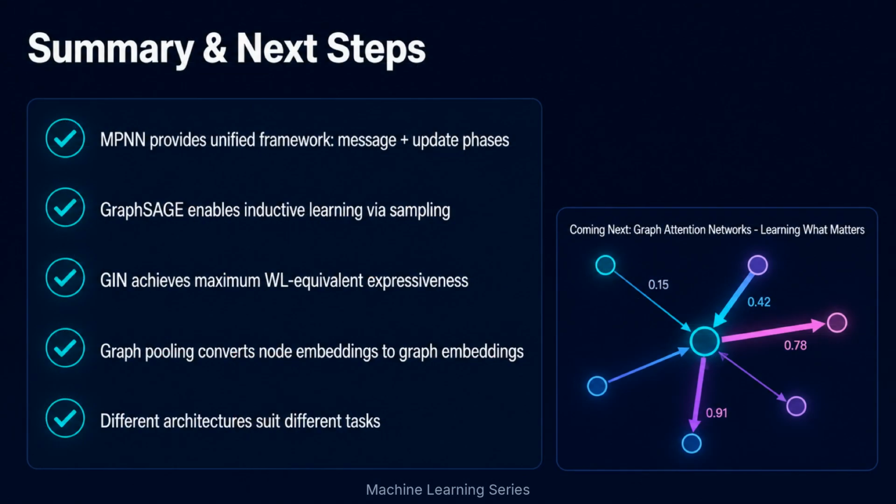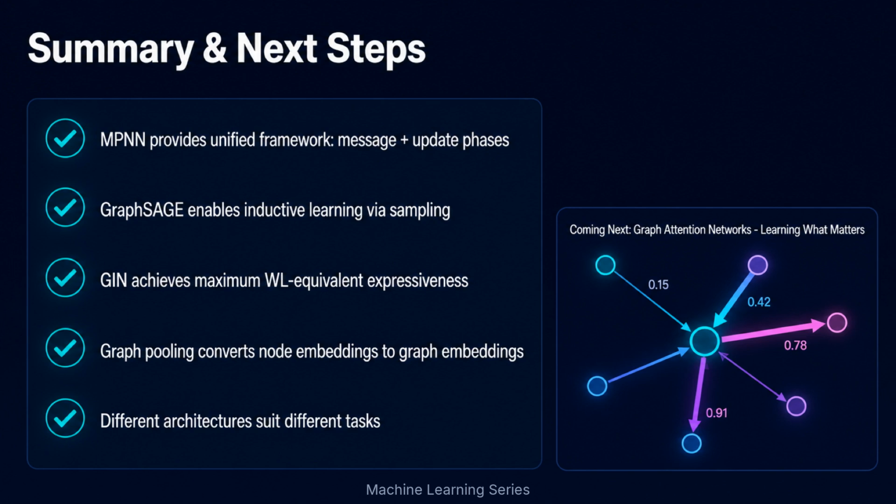Let's recap the key ideas. The MPNN framework unifies graph neural networks into message and update phases. GraphSage enables scalable inductive learning through neighbor sampling. GIN achieves maximum expressiveness equivalent to the Weisfeiler-Lehman test. Graph pooling methods like global sum convert node embeddings to graph-level representations. And different architectures suit different tasks. There's no universal best choice.